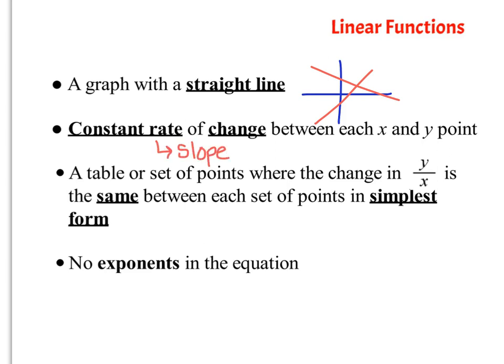Between every pair of points, there's the same slope. For a table or set of points, the change in y over x, again, that's also called slope, is the same between each set of points in simplest form. We cannot accurately compare them unless we put it in simplest form or divide it out. And then for an equation, there can be no exponents. That will not create a straight line.